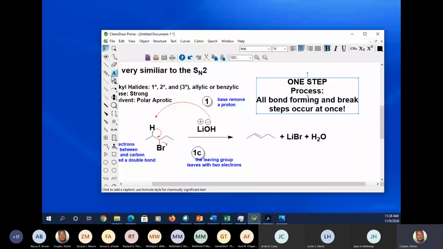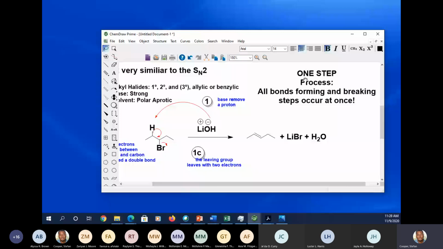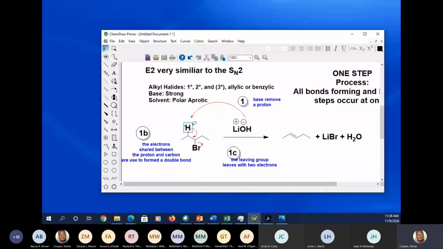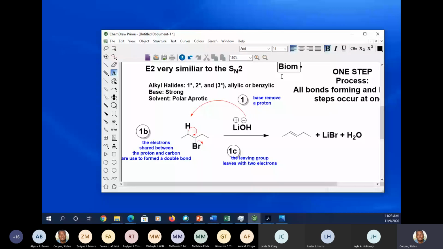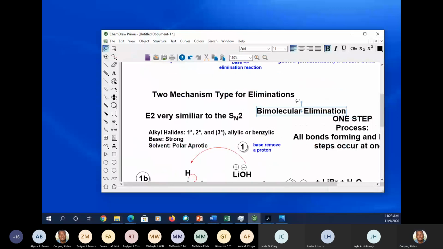All bonds forming and breaking steps occur at once. There's not necessarily one thing that happens, then something else has to happen. That's what it means to be in an E2 process. And again, E2, I didn't define that, is a bimolecular elimination. So what does that mean? You guys know what that means in some way. Anybody help me out? What is that really trying to say?